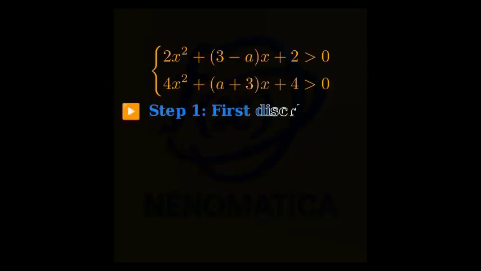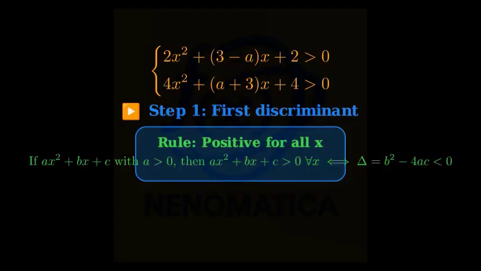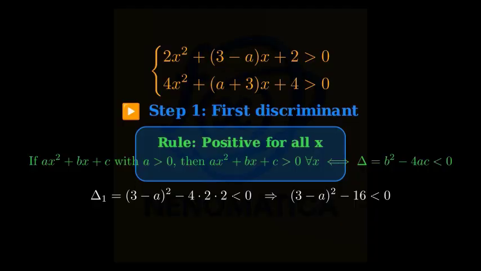Step 1. Since the leading coefficient is positive, a quadratic is strictly positive for all x if and only if its discriminant is less than 0. Let's display that rule. Now apply it to 2x squared plus (3 minus a) times x plus 2. The discriminant is (3 minus a) squared minus 16, which must be less than 0.